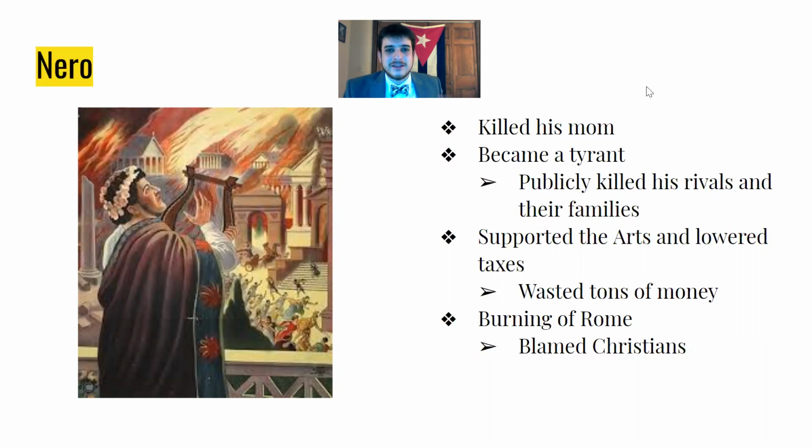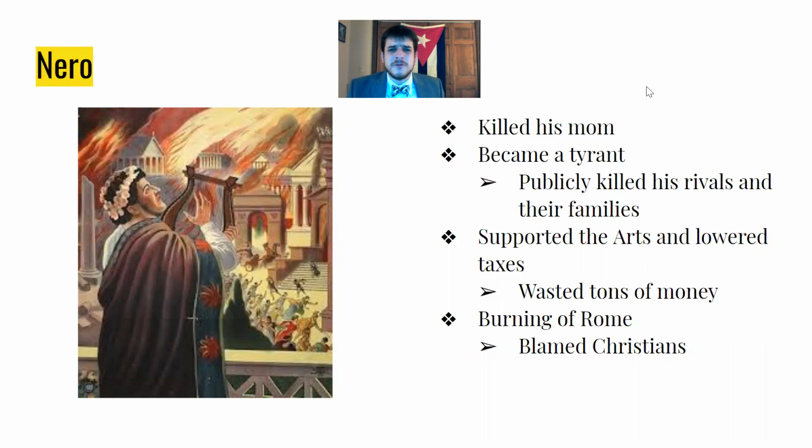He doesn't obviously like this. He doesn't like the fact that he's got his mother breathing down his neck, telling him all these things to do and telling him how to be a leader. And so he has her killed. Soon after, though, he doesn't take the turn to become a better leader. He actually becomes an even worse leader. He becomes what's known as a tyrant.